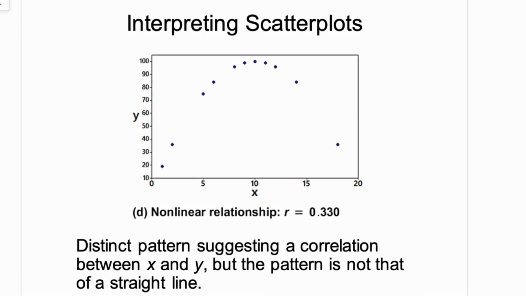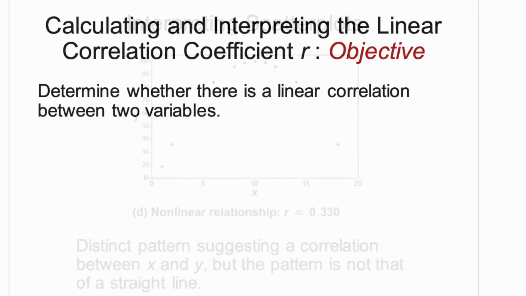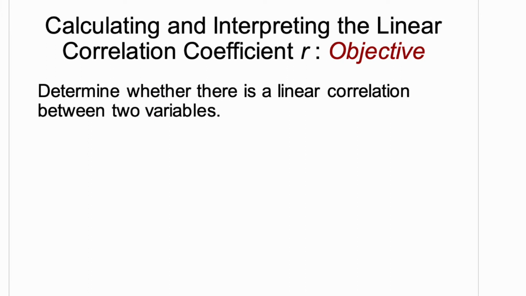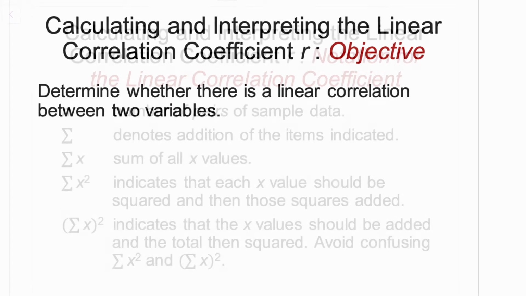Now we can have other shapes. This is what we call a negative parabolic slope. Although this will be very correlated, this is outside the scope of this section, so we will not consider it. Our objective is to determine whether there is a linear correlation between two variables by computing the linear correlation coefficient R. But first, we need some notation.